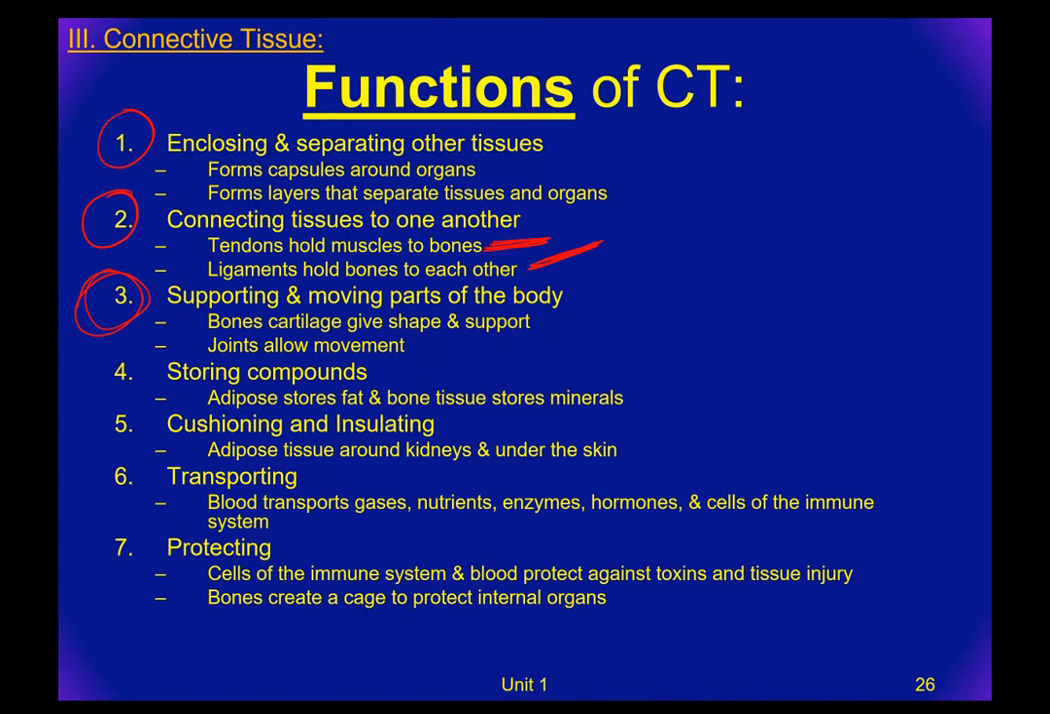Now, as far as movement goes, our skeleton is one big pulley system. Our elbow at the joint, our wrist at the joint, these are the ways that our bones come together to give us pivot points so that the muscle that actually does move and contract can pull on it and help our body to move. 4. Storing compounds.